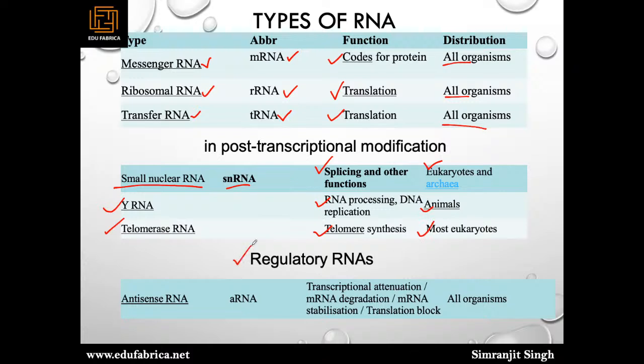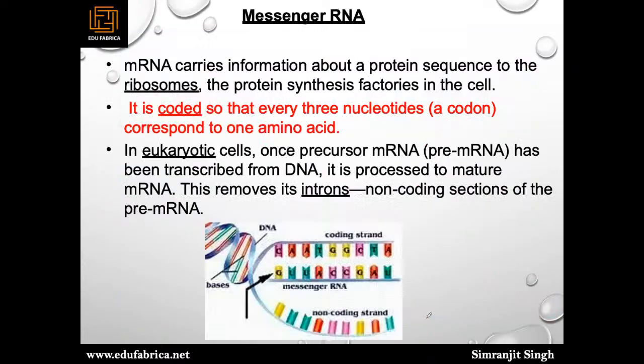And regulatory RNAs, so they are antisense, that is transcriptional attenuation, mRNA degradation, and translation block. So that's the complete chart about different types of RNA in summary. So let's take one by one.